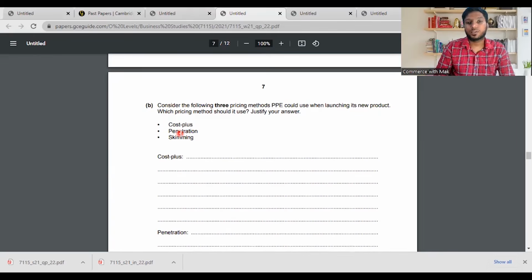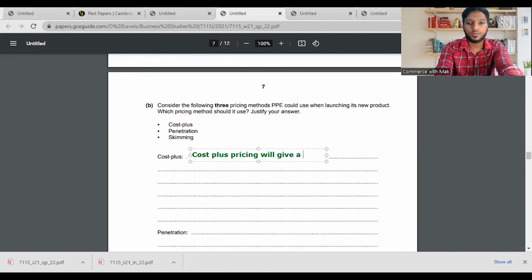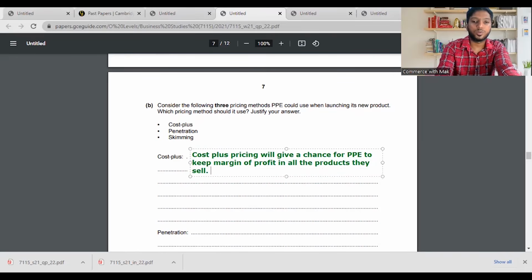So with that understanding, we'll start writing the first one, cost plus pricing. So I'm going to write here cost plus pricing method. You need to know what is good when launching a product. So I'll write here: cost plus pricing will give a chance for PPE to keep a margin of profit in all the products they sell. So this is the first thing you need to know when it comes to cost plus pricing, because for any product they sell, they can keep a margin.